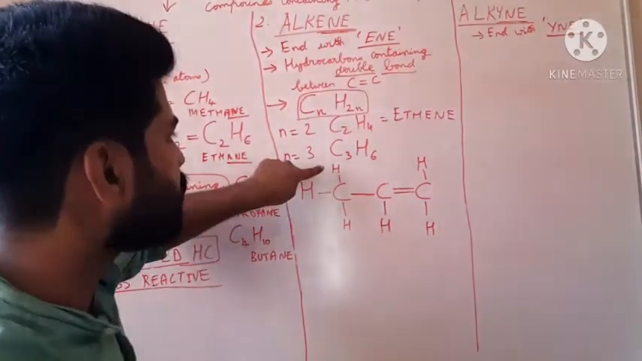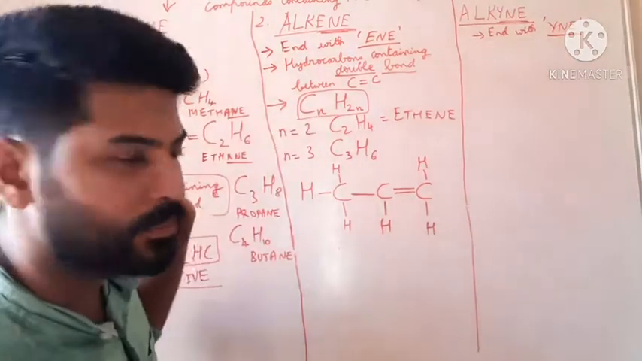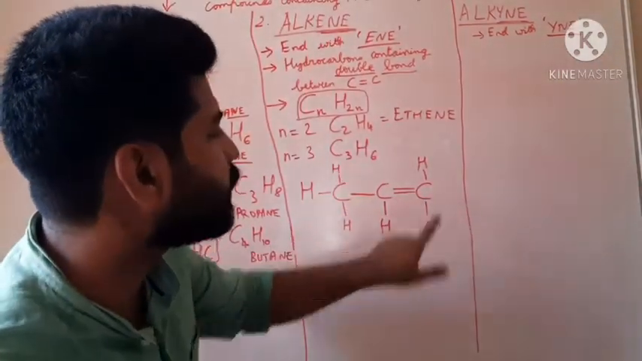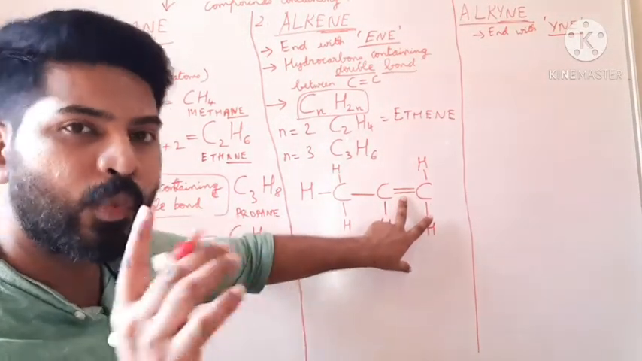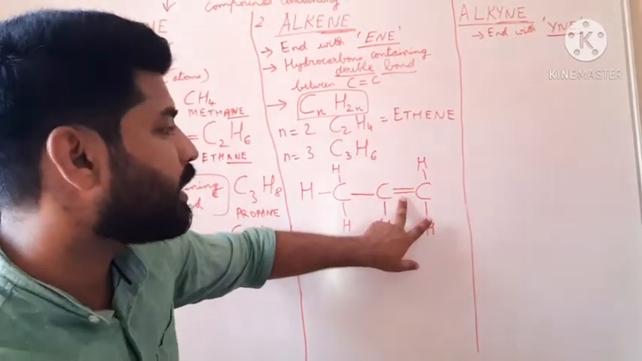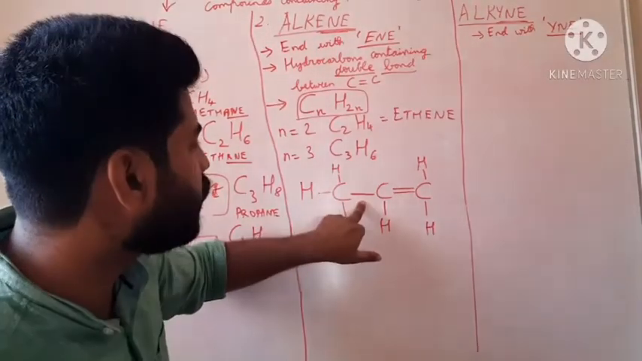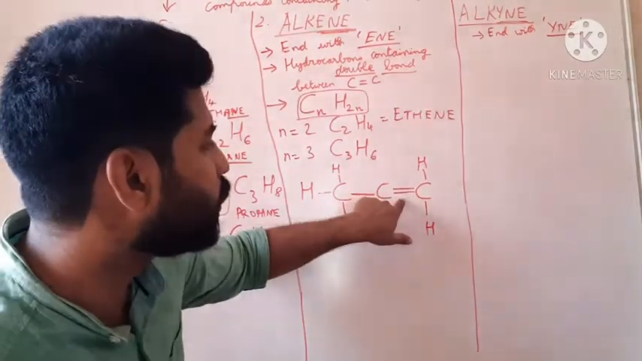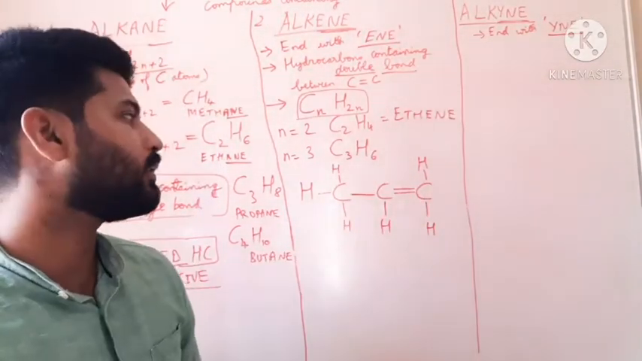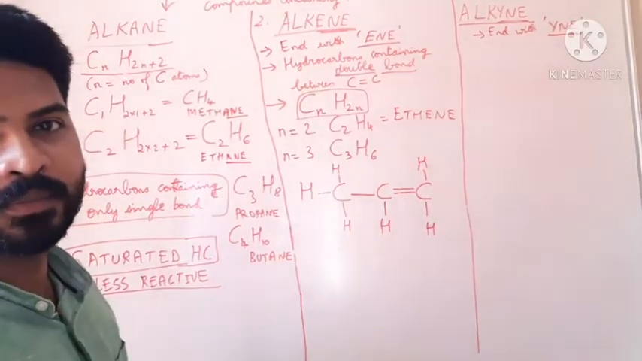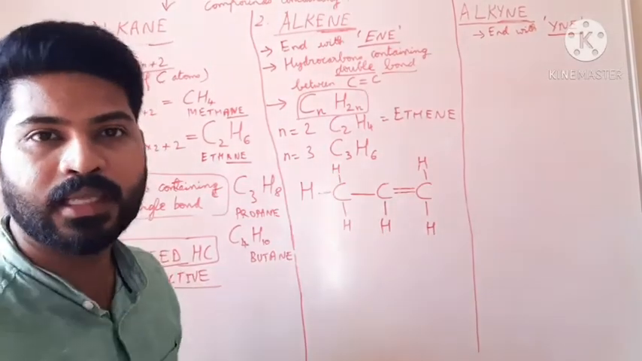Count the number of hydrogens: 1, 2, 3, 4, 5, 6. 6 hydrogens are done. Carbon atoms are 1, 2, 3. Check whether there is a double bond. Yes, there is one double bond, which means it is an alkene. And check the valencies of carbon, whether the carbon is bonded to 4. 1, 2, 3, 4. Check. 1, 2, 3, 4. Done. And the last carbon 1, 2, 3, 4. So now the structure is correct. That is how you cross check.